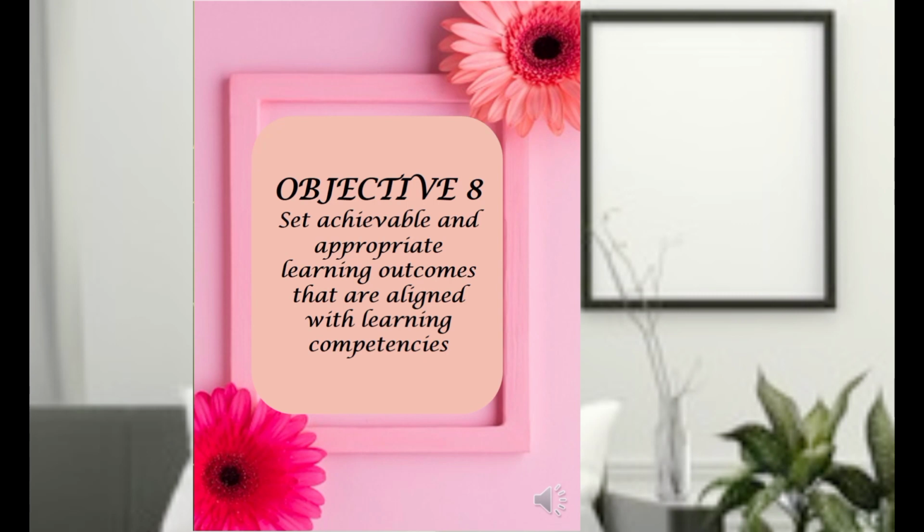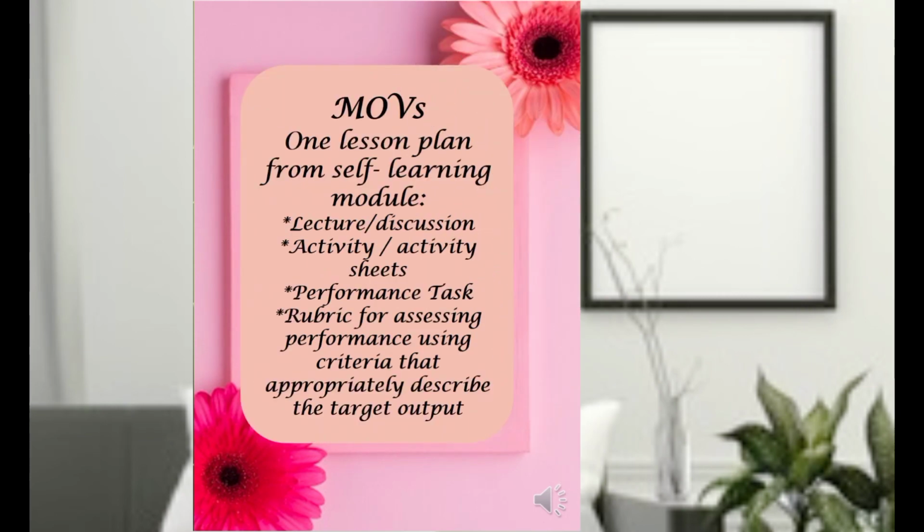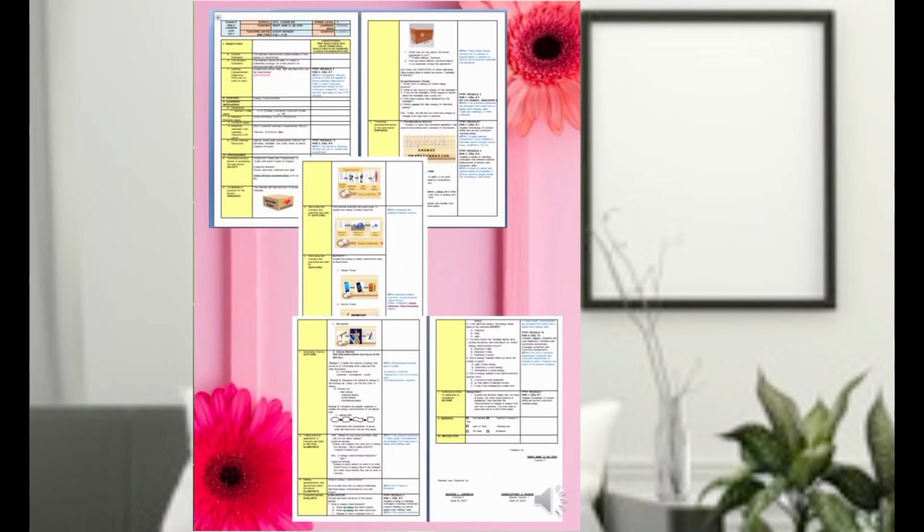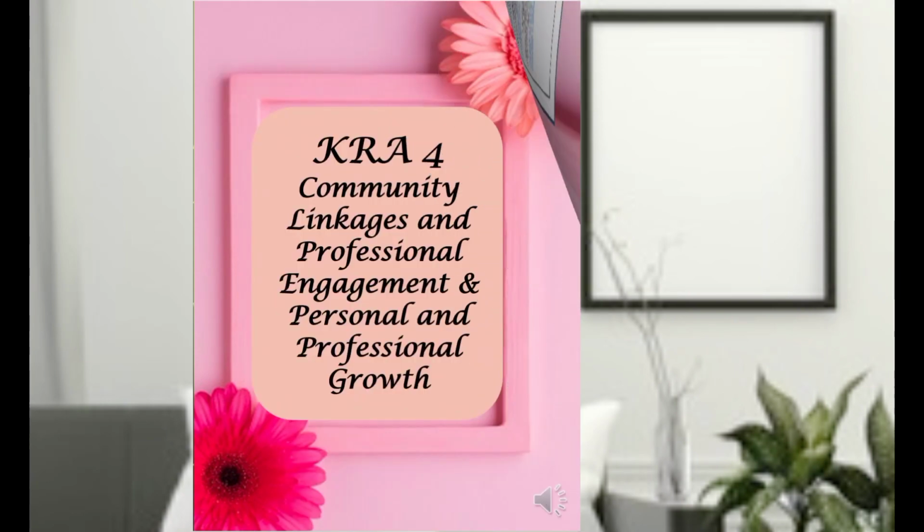Objective number 8, set achievable and appropriate learning outcomes that are aligned with learning competencies. For the MOVs, 1 lesson plan from the self-learning module. We have lecture, discussion, activity or activity sheets, performance tasks, rubric for assessing performance using criteria that appropriately describe the target output. And for my MOV, I have inserted one lesson plan, my DLP, coming from the self-learning module during my virtual class observation.